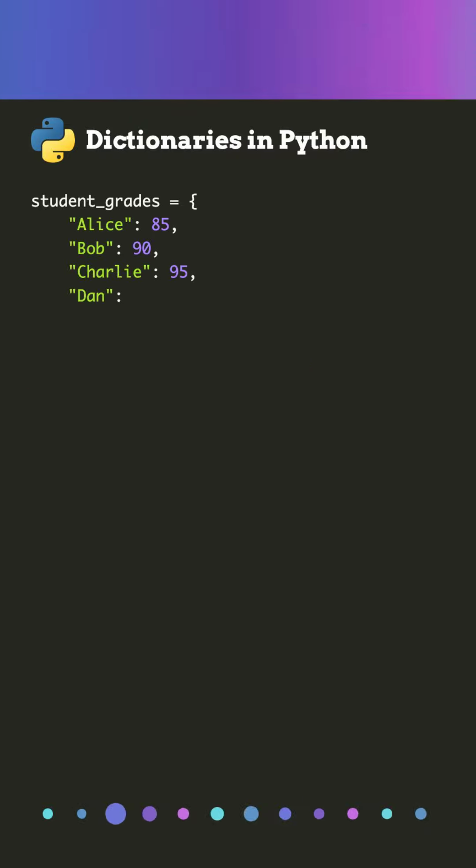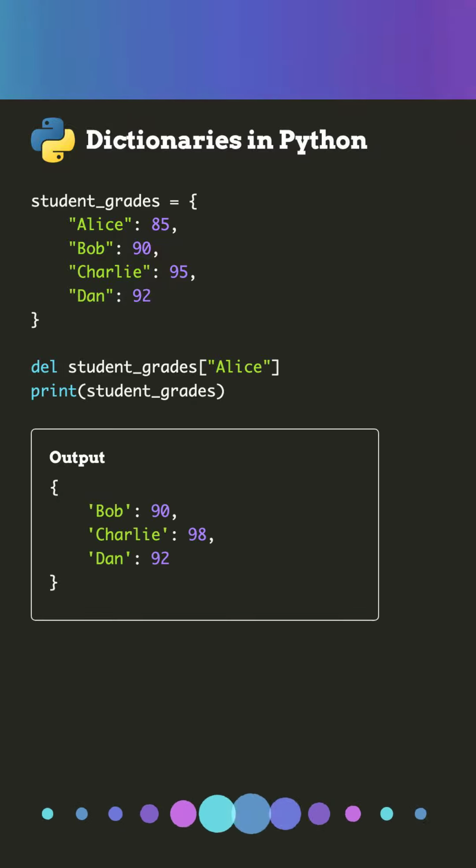To remove a key value pair, use the del keyword. If Alice graduates, we can remove her from our dictionary.